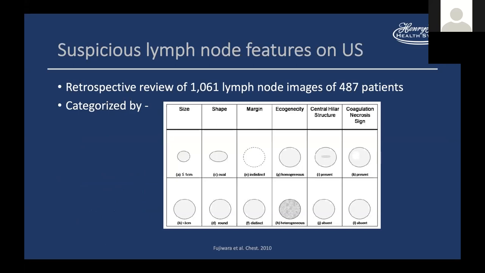And then lastly, I want to talk about suspicious lymph node features on an ultrasound. This was a retrospective review looking at over 1,000 lymph node images for patients, and they evaluated 6 features of each lymph node. For size: was it smaller or less than 1 centimeter? Was the shape either oval or round? Were the margins distinct or not distinct? Was there a homogeneous or a heterogeneous echogenicity to it? Was there a central hilar structure? And then was there a central necrosis sign or not?